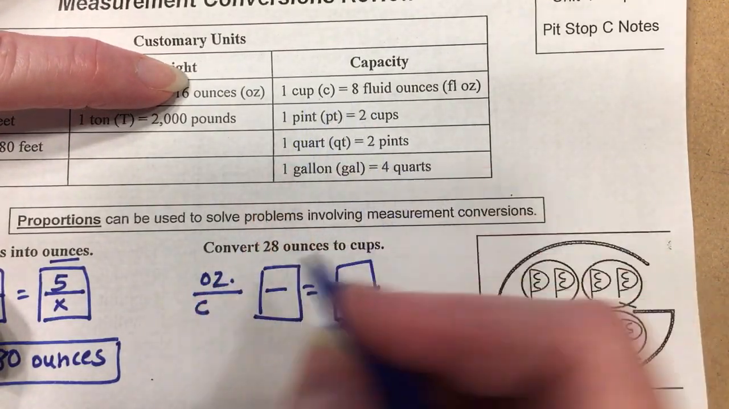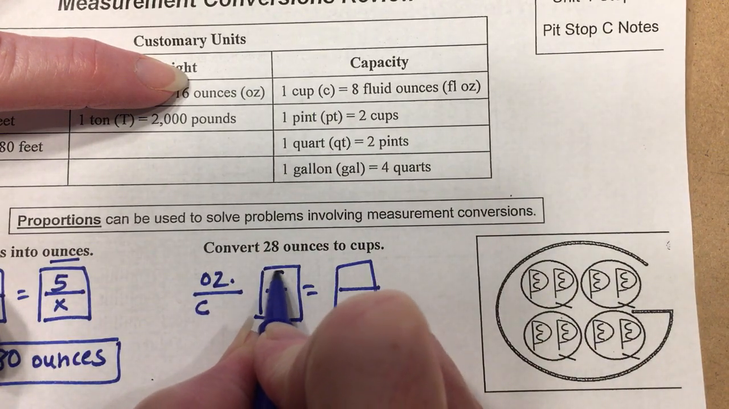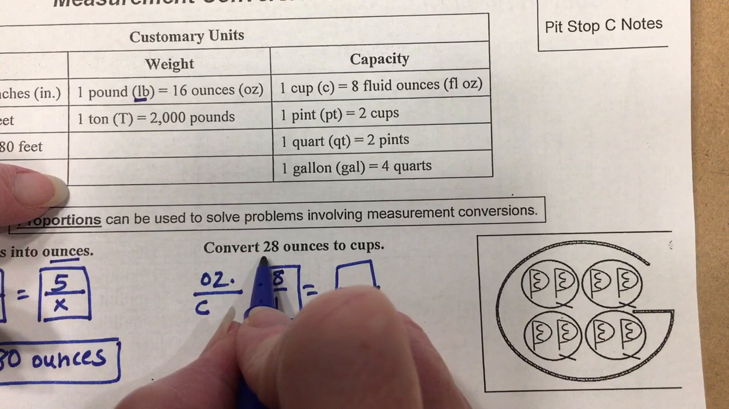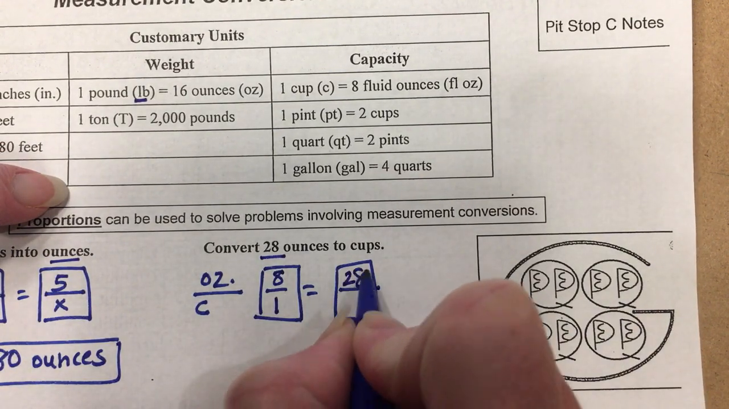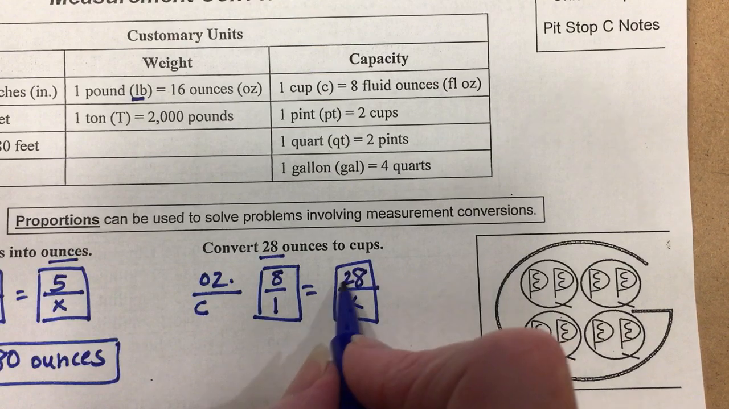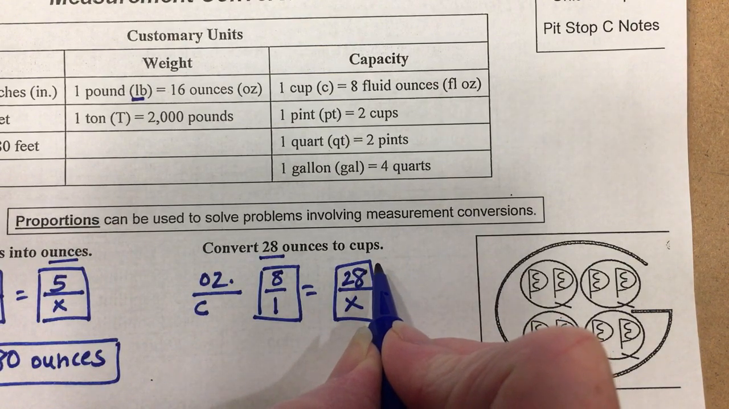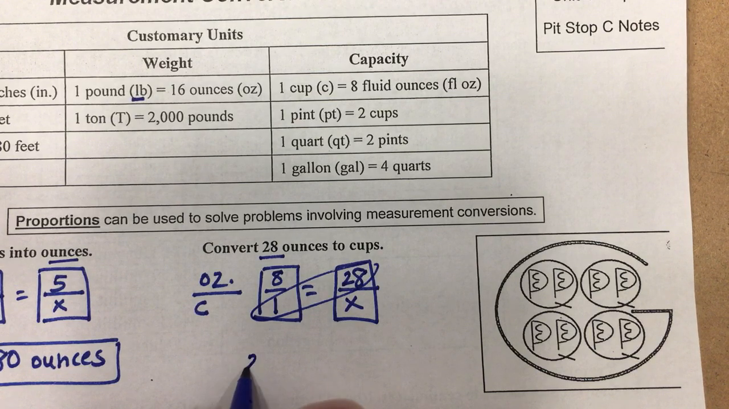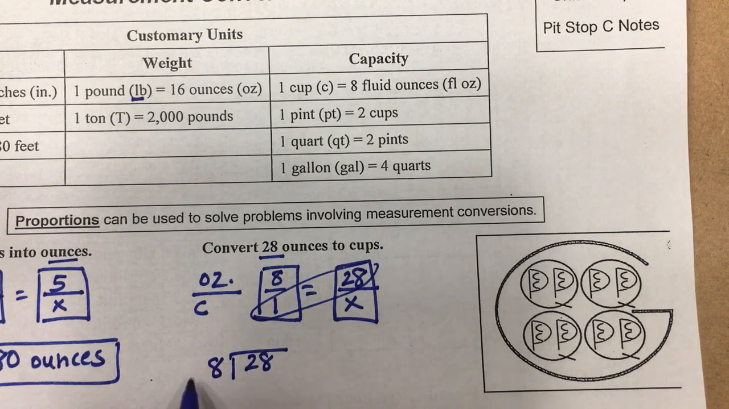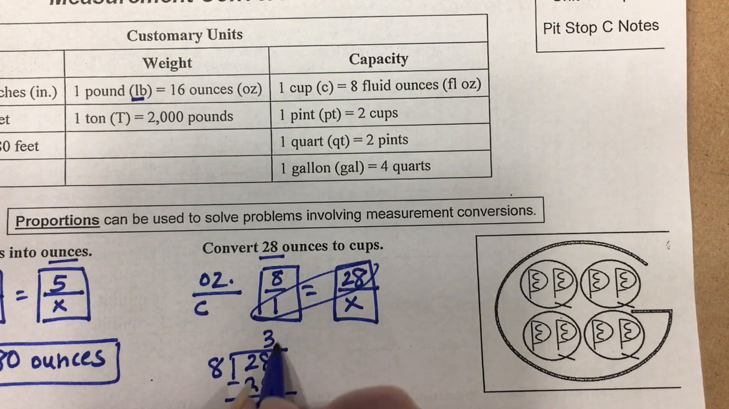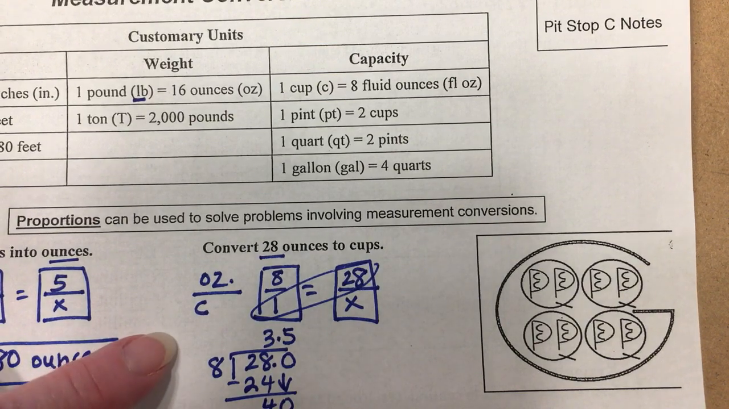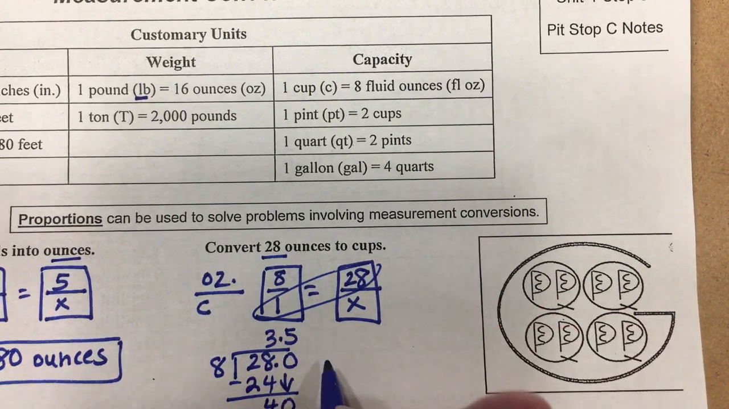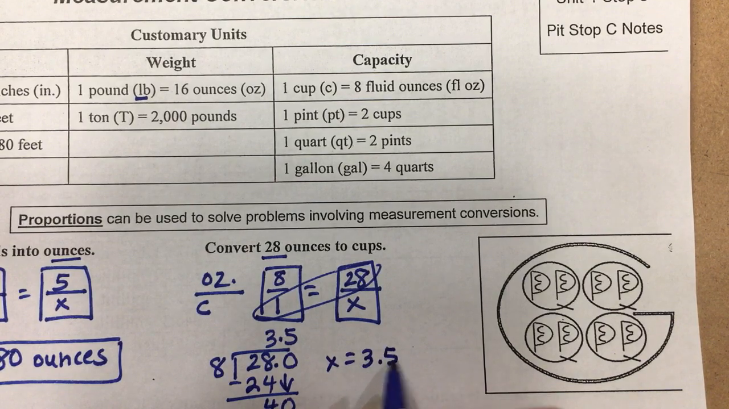All right, so ounces to cups, I know that I need to put 8 ounces with 1 cup, and then I'm converting from 28 ounces, so that's going to go on top with my ounces, and X is what I don't know. So on this one, I'm going to multiply 28 times 1 and then divide by 8. So 28 divided by 8. 8 will go into 28 3 times, which would be 24. When I subtract, I get 4. Add a decimal, bring that up. Add a 0 and bring that down. 8 will go into 40 5 times. And so I know that 28 ounces is equal to 3.5 cups.